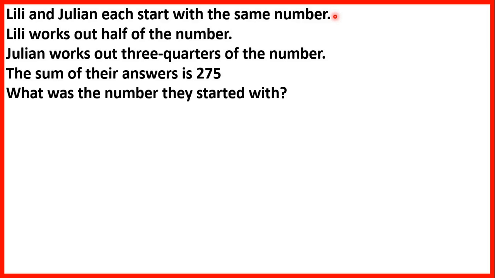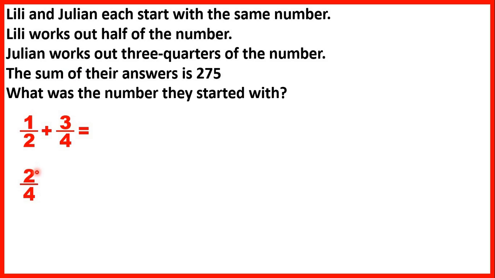Lili and Julian each start with the same number. Lili works out half of the number. Julian works out 3/4 of the number. The sum of their answers is 275. What was the number they started with? So Lili has found 1/2 and Julian has found 3/4, and they've added their answers. So we can work out 1/2 plus 3/4 to find the total fraction of the number that they found.